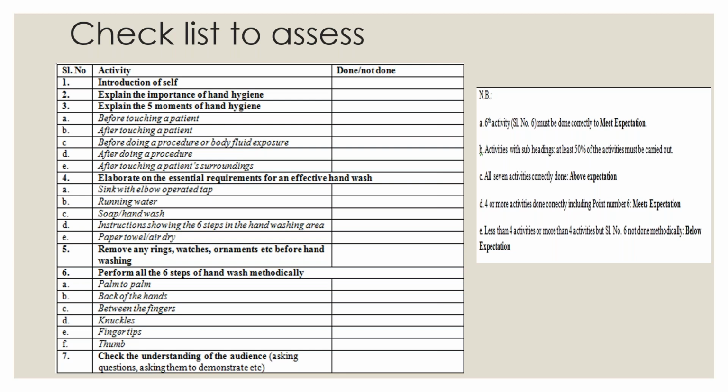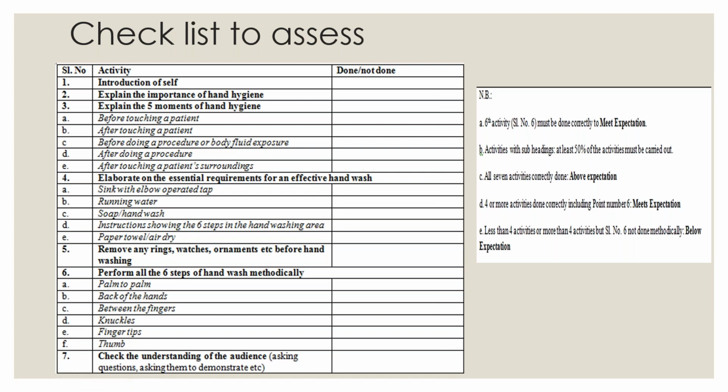Thirdly, to explain the 5 moments of hand hygiene: before touching a patient, after touching a patient, before doing a procedure or body fluid exposure, after doing a procedure, and after touching a patient's surroundings. The fourth activity is to elaborate on the essential requirements for an effective hand wash. They should explain to the participants that a sink with an elbow tap is necessary, running water is necessary, soap and hand wash, instructions showing the 6 steps in hand washing, and a paper towel or air dry as applicable. The fifth step is removing any rings, watches, ornaments, etc.